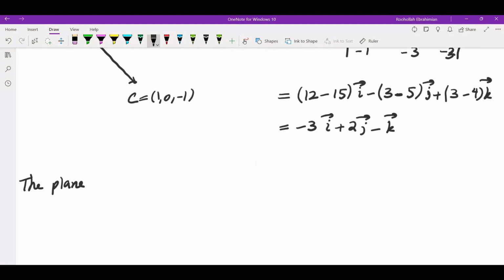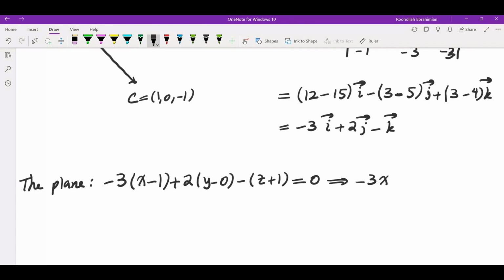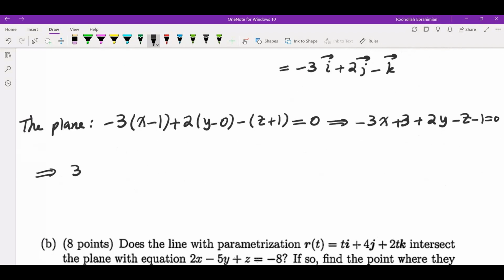So what is the plane? The plane would be -3 times, I'm going to use C as the point, (x minus 1) plus 2 times (y minus 0) minus 1 times (z minus -1) equals 0. So let's distribute that. We get -3x plus 3 plus 2y minus z minus 1 equals 0. And following the instructions that they gave us, we get -3x plus 2y minus z equals -2. So this is going to be the plane.